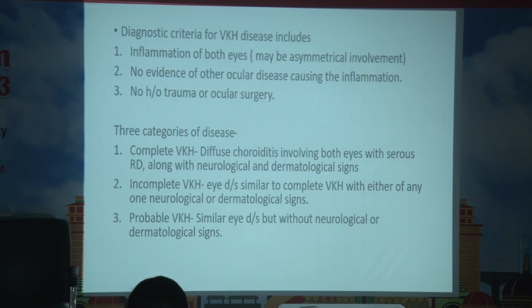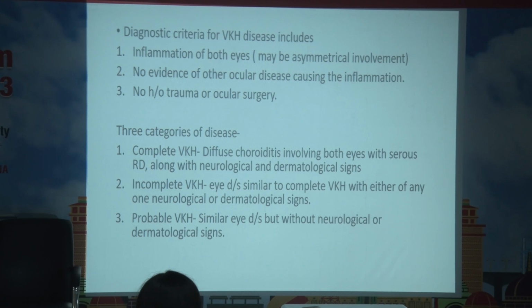The diagnostic criteria for VKH disease include inflammation of both eyes, maybe asymmetrical involvement. There should be no evidence of other ocular disease causing the inflammation, and no history of trauma or ocular surgery. There are 3 categories of the disease: complete VKH, where we have diffuse choroiditis involving both eyes with serous RD along with neurological and dermatological signs.